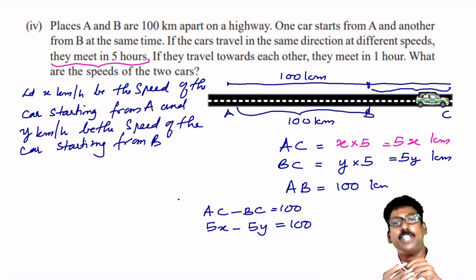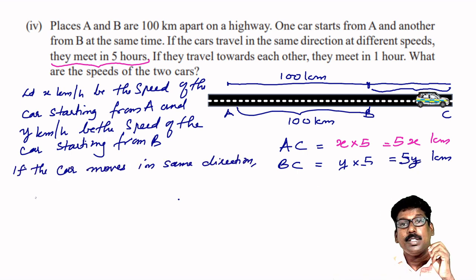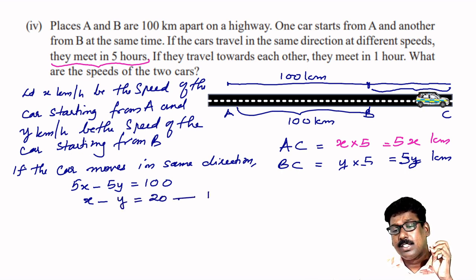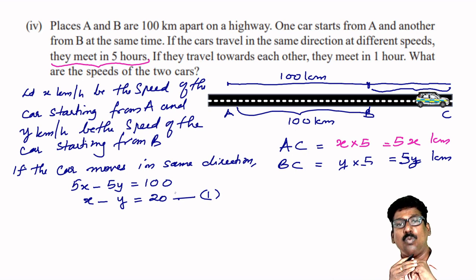So the first equation, if the car moves in the same direction, you can write 5x minus 5y is equal to 100. You can divide throughout the equation by 5. You will get x minus y is equal to 20. This you can take as equation 1.